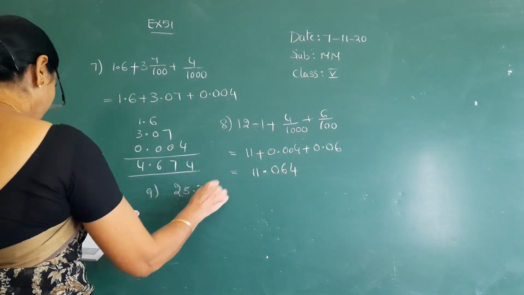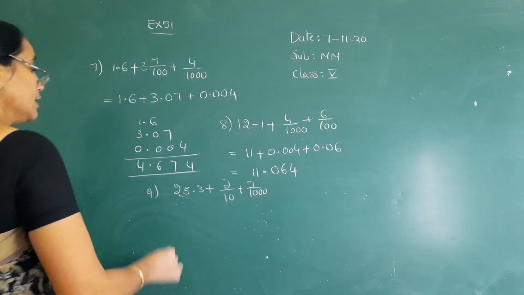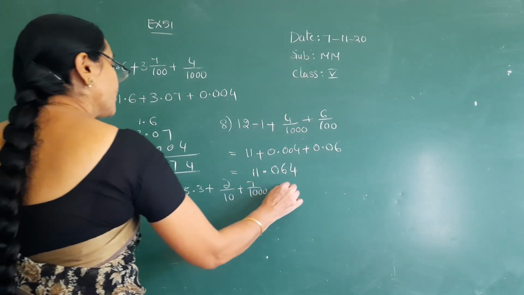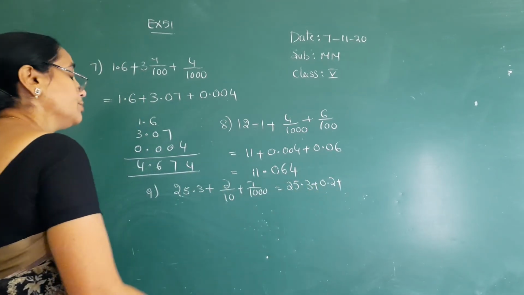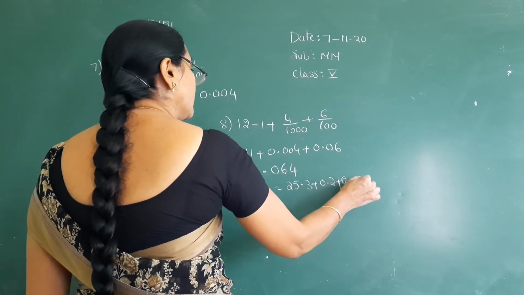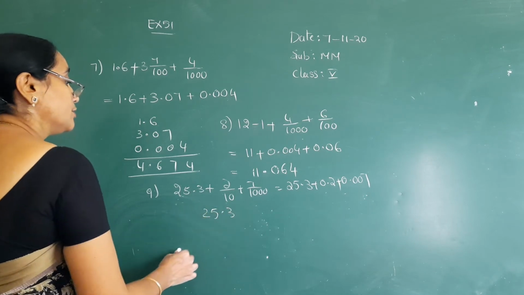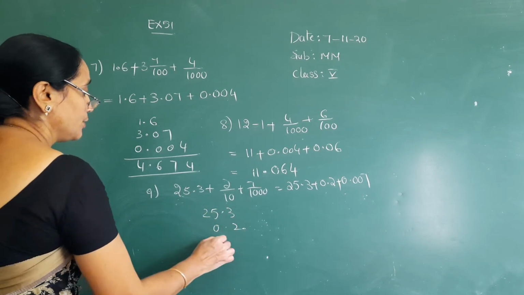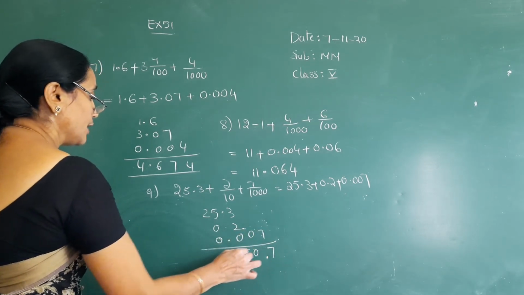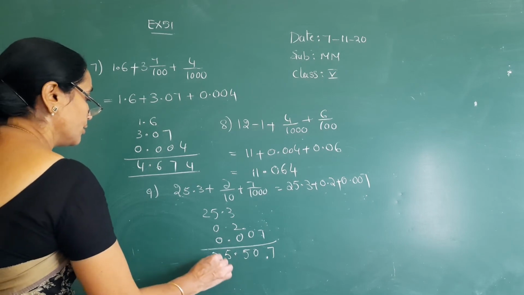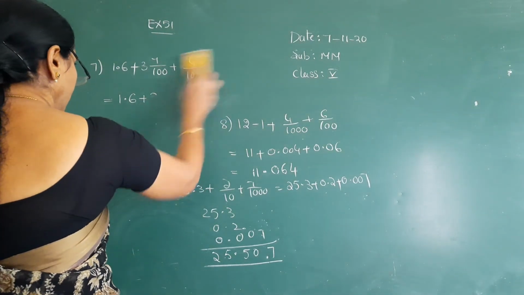25.3 plus 2 by 10 plus 7 by 1000. So that is 25.3 plus 2 by 10 is 0.2. 7 by 1000 is 0.007. Now arrange the decimals. 25.3, 0.2, 0.007. It is 25.507. See the next problem.